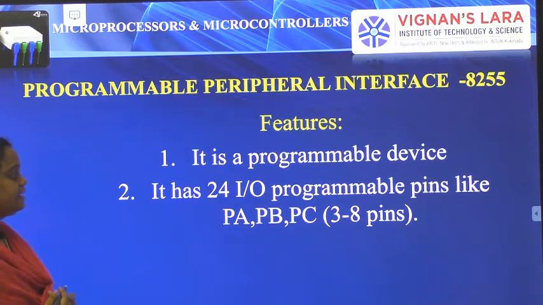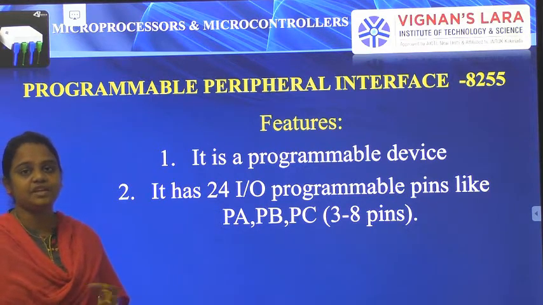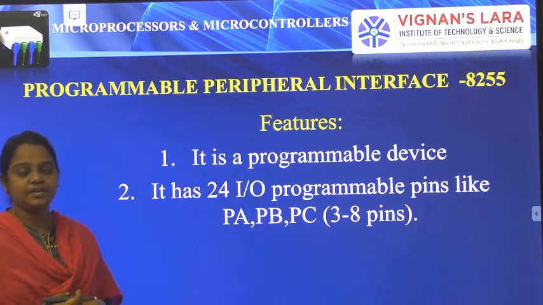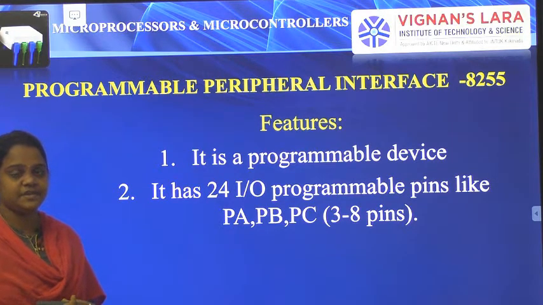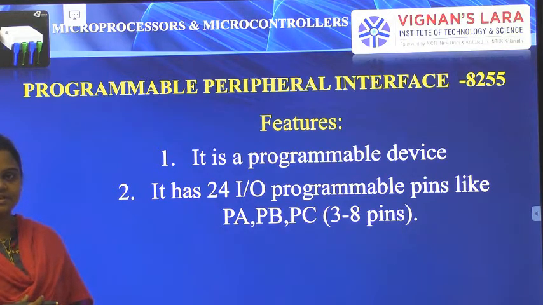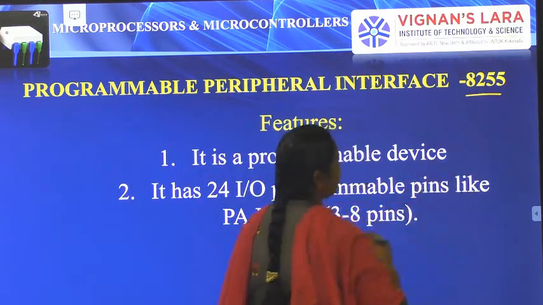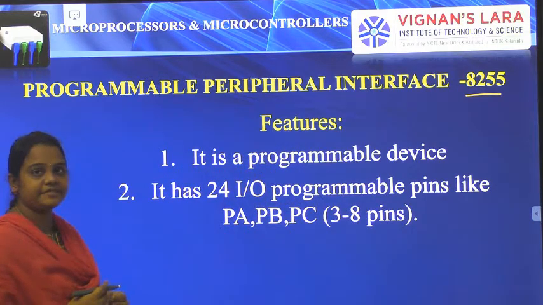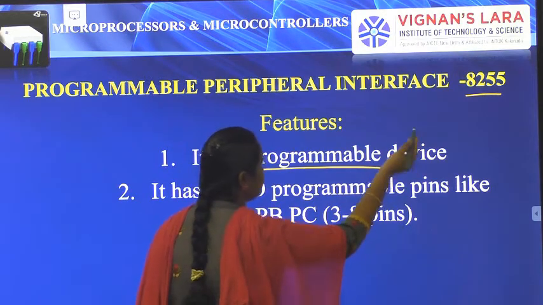These are the features of the 8255. It is a programmable device. That means we are going to program this device for connecting the 8086 to various devices like mouse, keyboard, pen drive, 7-segment displays, LED displays, LCD displays, stepper motors, and analog to digital converters and digital to analog converter devices. They are interfaced to the 8086 by using this 8255 programmable peripheral interface, by programming it for these devices.